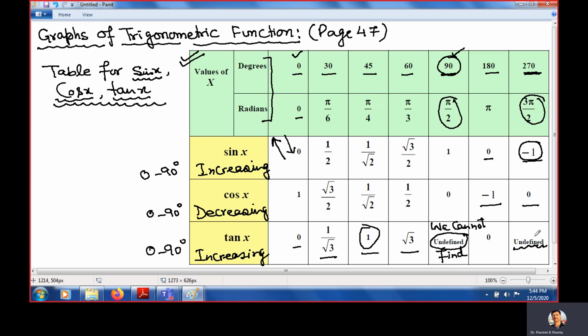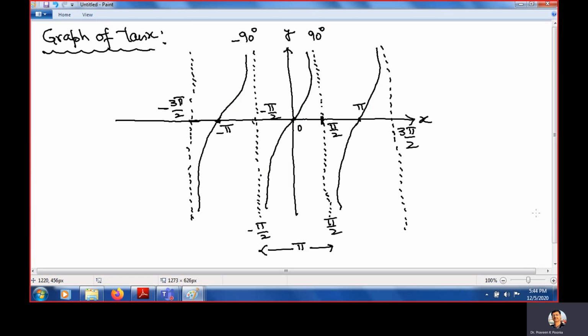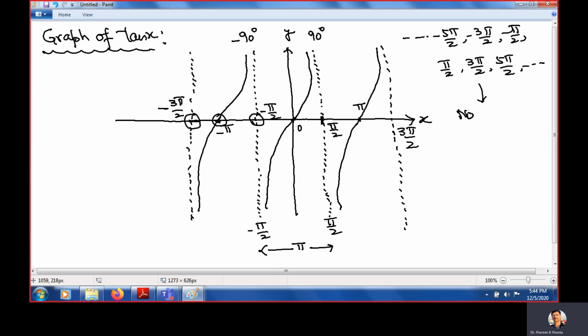3 pi by 2 we will not include. Pi by 2, 3 pi by 2, 5 pi by 2, all these values will not be included, and also the negative values: minus 5 pi upon 2, minus 3 pi upon 2, minus pi upon 2, and then the positive ones, pi upon 2, 3 pi upon 2, 5 pi upon 2, and so on. Not included in the domain. Why not included in the domain? Because at these values the function is not defined.